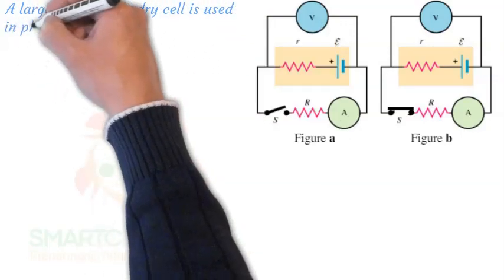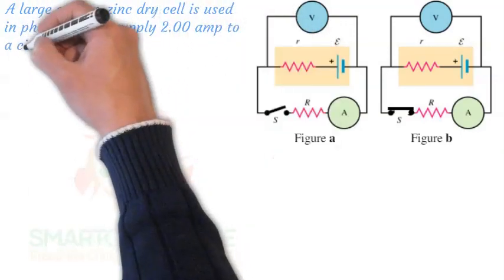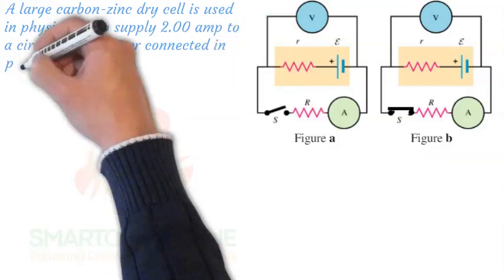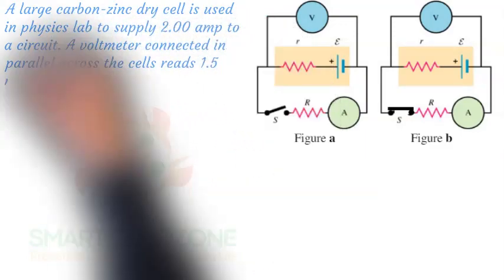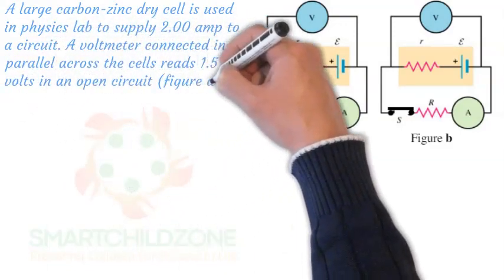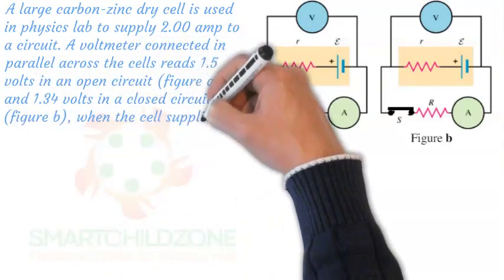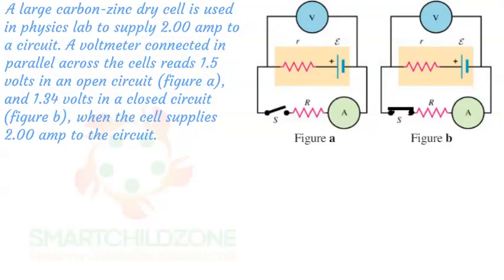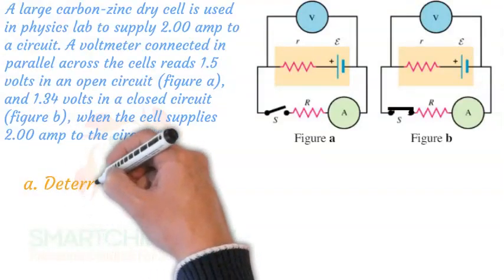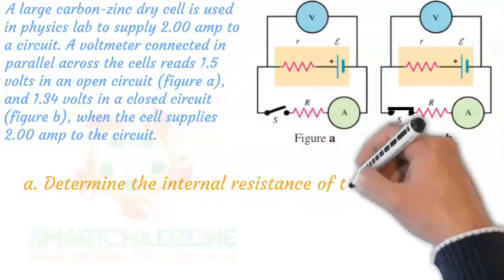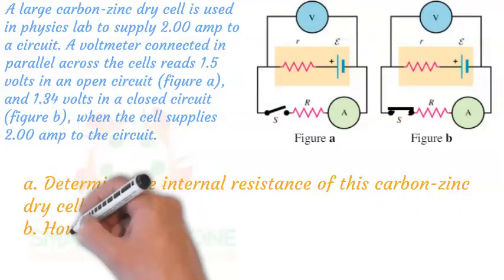A large carbon-zinc dry cell is used in physics lab to supply 2.00 amp to a circuit. A voltmeter connected in parallel across the cells reads 1.5 volts in an open circuit, and 1.34 volts in a closed circuit, when the cell supplies 2.00 amp to the circuit. A. Determine the internal resistance of this carbon-zinc dry cell.